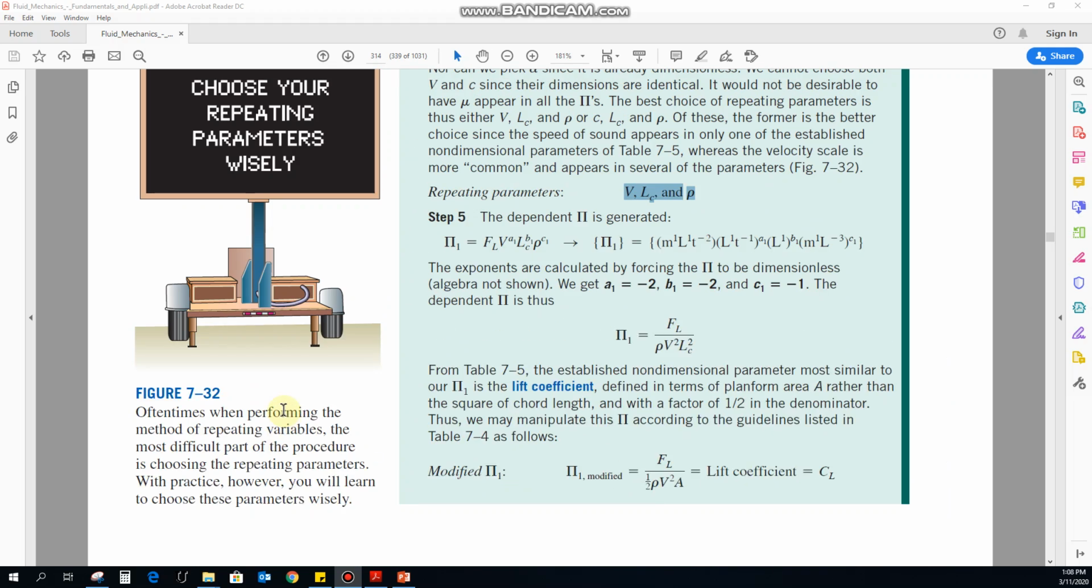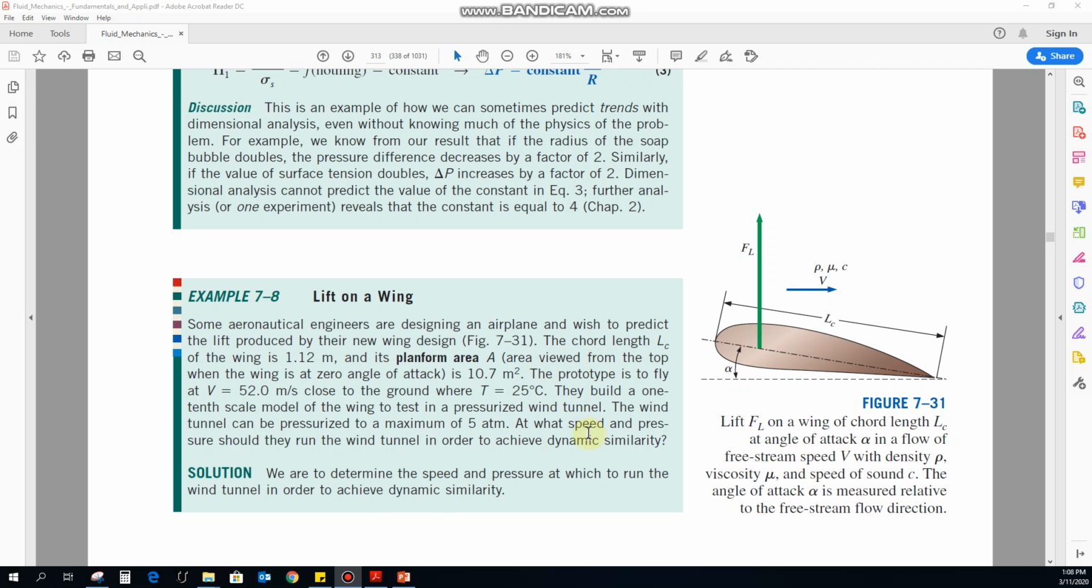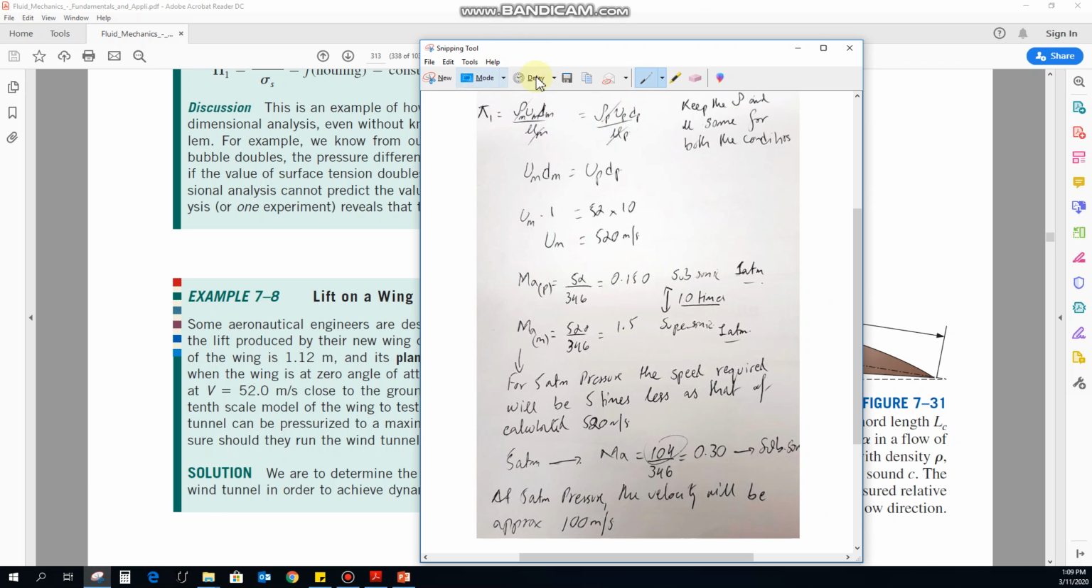Now coming back to the question, what is asked in the question here, we need to calculate at what speed and pressure should they run the wind tunnel in order to achieve the dynamic similarity. So this one was basically the model airplane wing, and we need to compare this model airplane wing with the prototype. So we have to calculate what is the speed of the model and the pressure to get the similarity between the model and the prototype. To solve this one, I have written this one by myself in terms of getting the similarity between the model and the prototype.